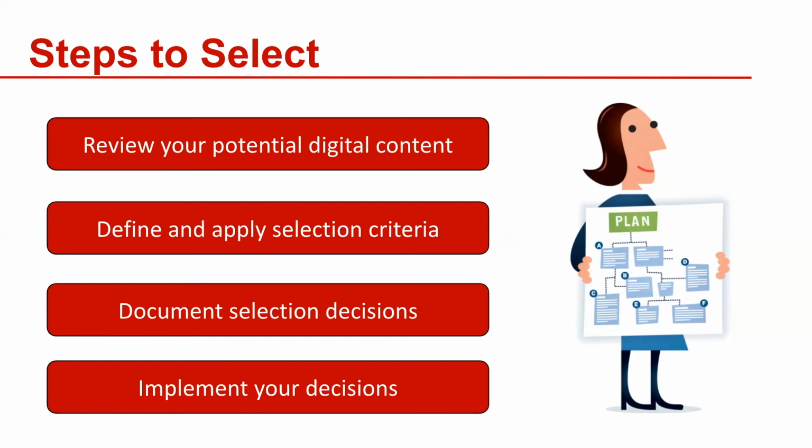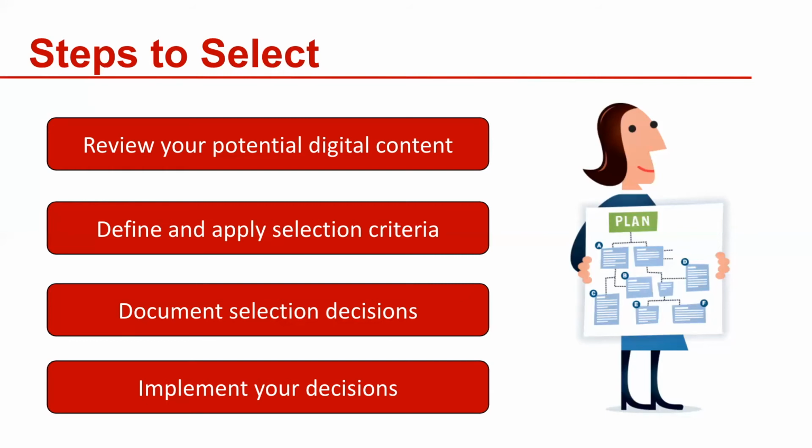Document and preserve your selection decisions. Why are you keeping things? What is your rationale? You, your staff, and your successors need to understand why you chose to keep particular content. Don't assume that it's obvious to everyone. Collecting policies, accepting specific file formats, or focusing on specific collecting areas really helps to define and document your criteria and selection decisions. Implement your decisions and stick to the criteria.